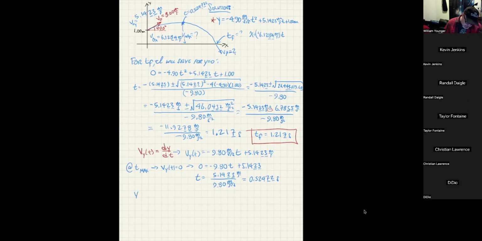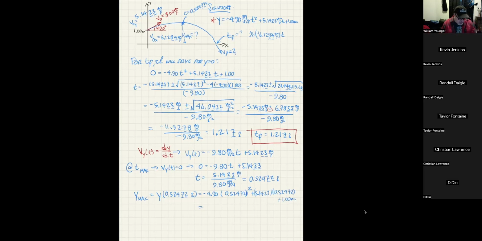Okay, so now if I actually plug that into my y value, I will have the height. So y max is equal to y of 0.52472 seconds, which is equal to negative 4.90, we've already worked out the details on the units, as I said, times 0.52472, and I shouldn't even put the units there, squared, plus 5.1423 times 0.52472 and then plus 1.00 meters.